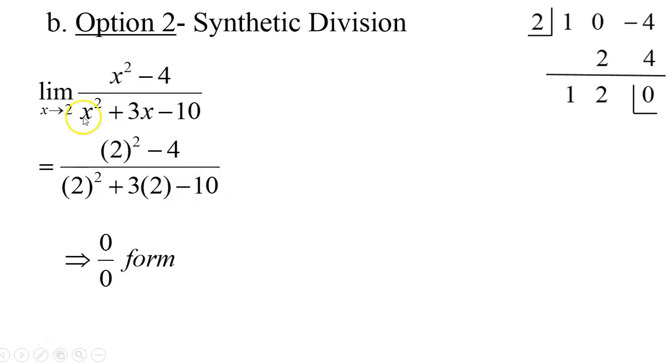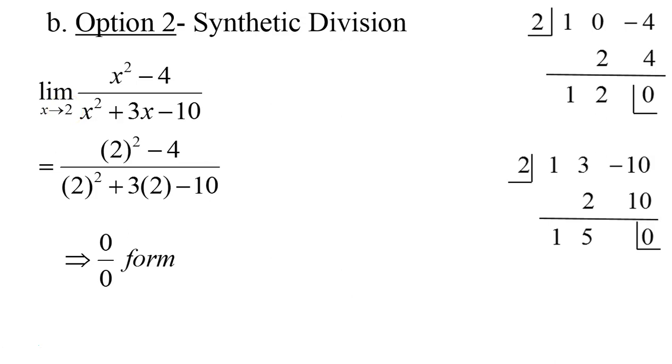Next thing, I'm going to do the bottom. Again, synthetic divisor is 2. Coefficients are 1 for the x squared, 3 for the x, negative 10 for my constant, and bring down the 1, multiply, add, multiply, add, and again, there's my 0, which I knew was happening because of the indeterminate 0 over 0 form. Now, where you go from here is what's important.